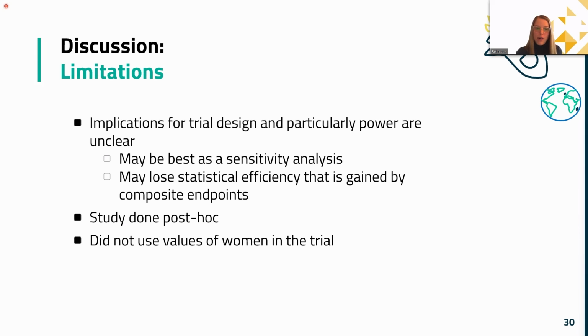We did the study post hoc, so after the CHIPS trial was done, but that's how the CHIPS trial evidence would be used in clinical practice. And we didn't use the values of the women in the trial.